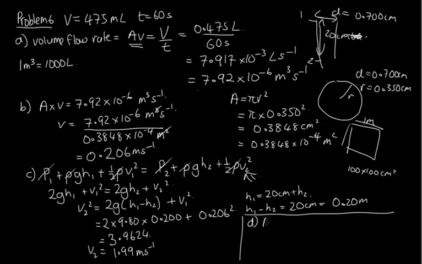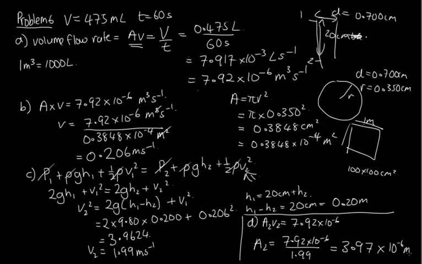So we've got that A2 V2 is equal to the same as it was up the top. So that's 7.92 times 10 to the minus 6. And we know this velocity, so that tells us that the cross-sectional area at 2 is 7.92 times 10 to the minus 6 divided by 1.99, and so this is equal to 3.97 times 10 to the minus 6 meters squared.